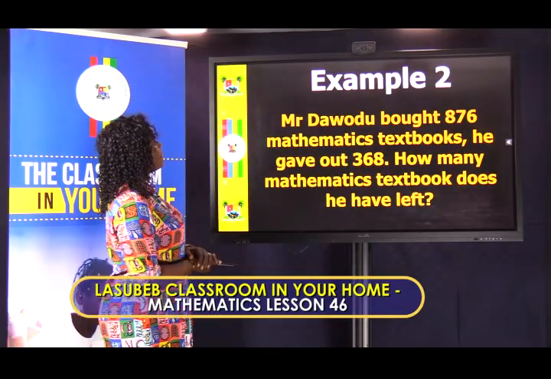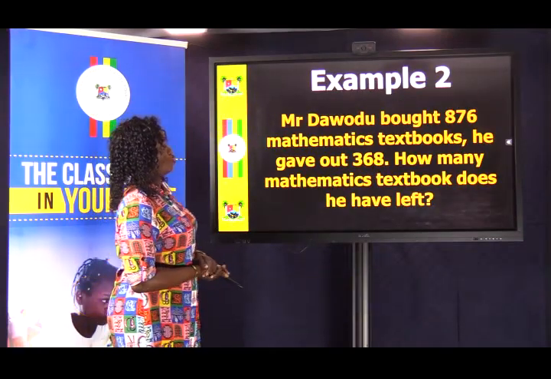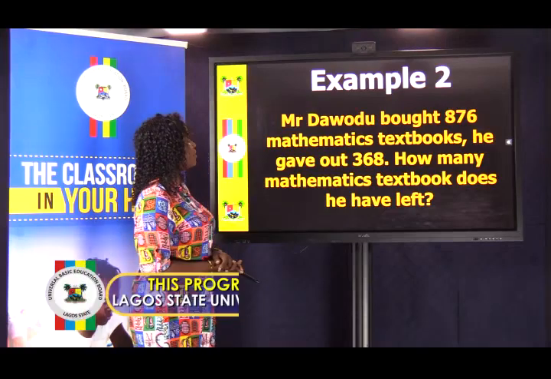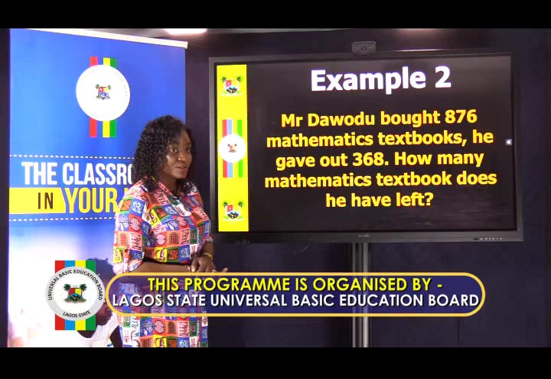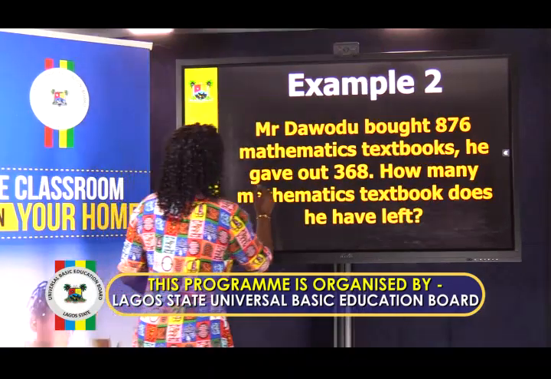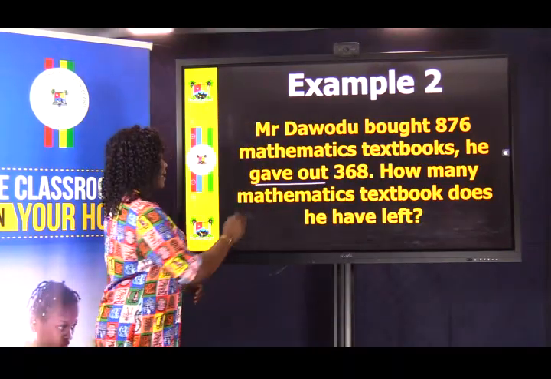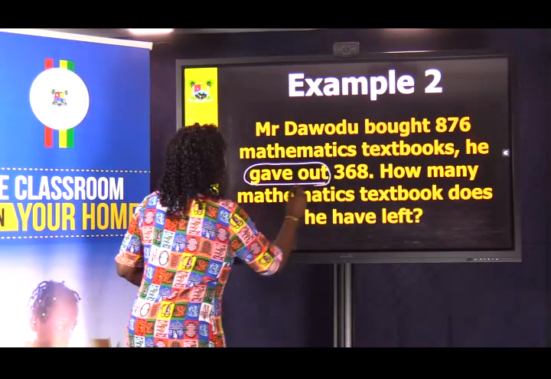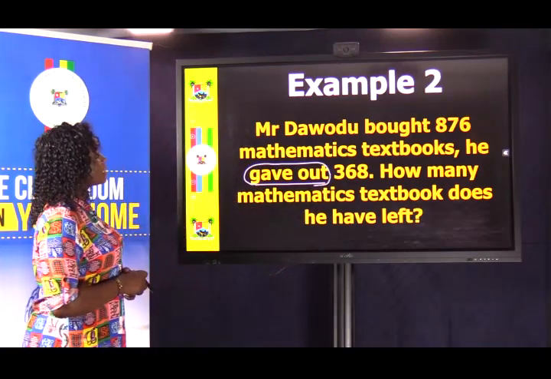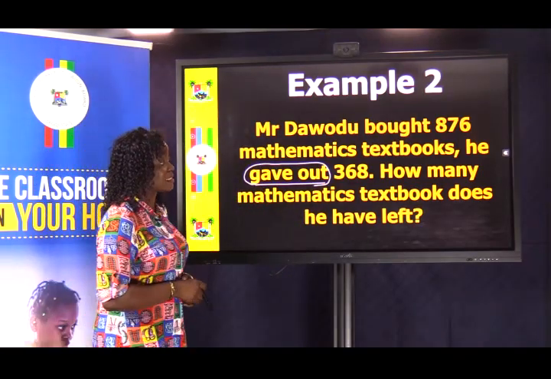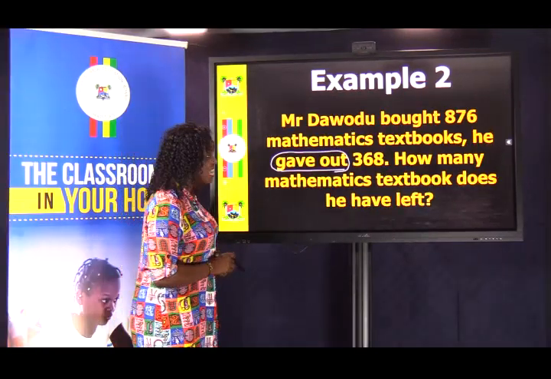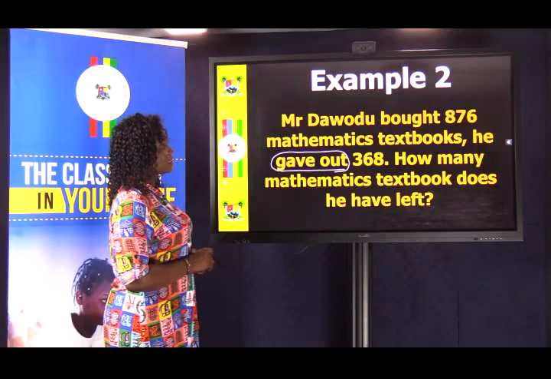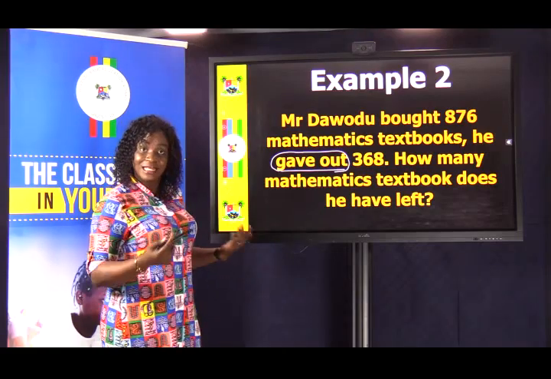Example 2. Mr. Dawudu bought 876 mathematics textbooks. He gave out, remember, he gave out. Don't forget that word, gave out. Mr. Dawudu bought 876 mathematics textbooks. He gave out 368. How many mathematics textbooks does he have left?